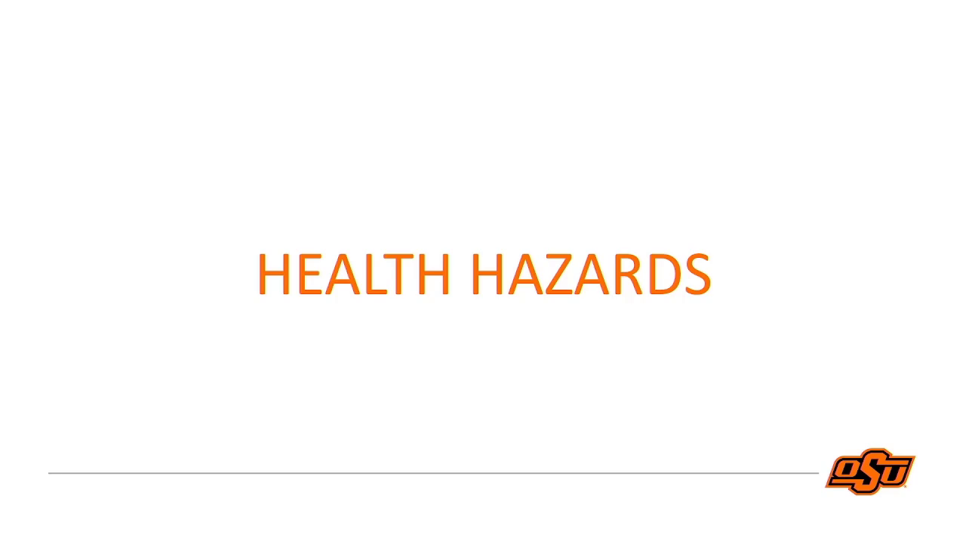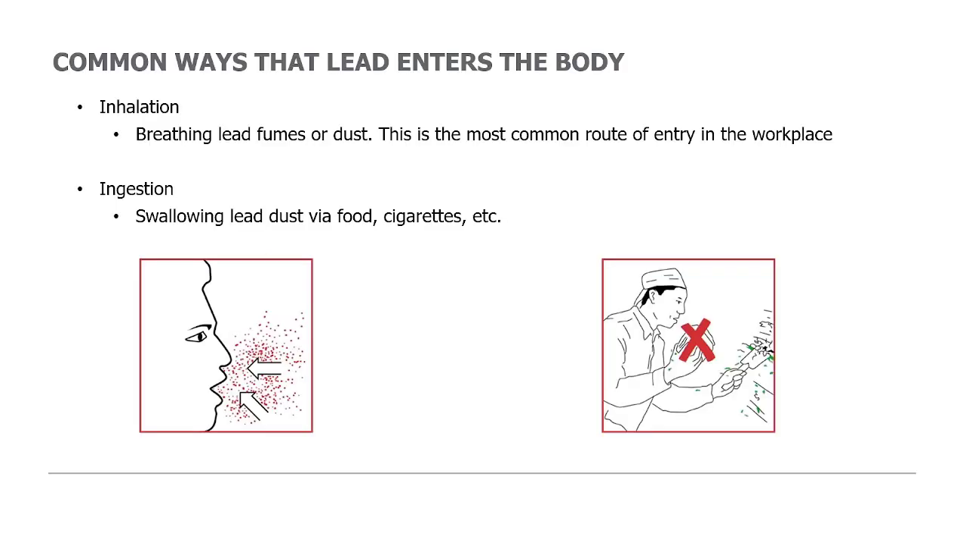So here are some health hazards related to lead. We'll go into more depth. Here's how it can enter the body. Inhalation: breathing lead fumes or dust. This is the most common route of entry in the workplace. And then ingestion: swallowing lead, dust, food, cigarettes.